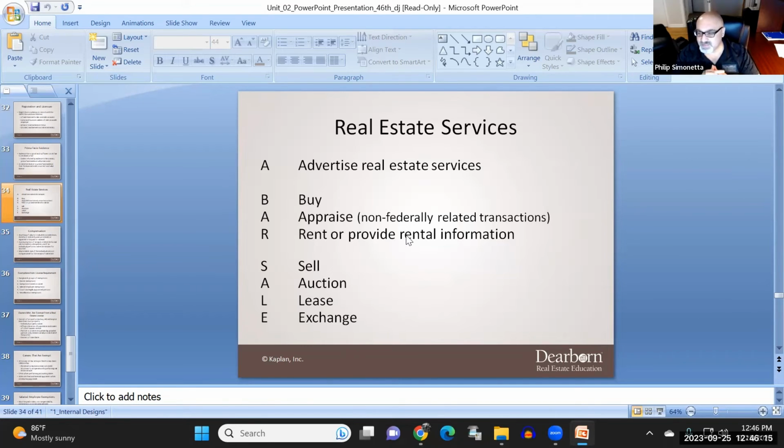Now, exchange is if somebody has a house on the beach in New Jersey, somebody has a house on the beach in Florida, and they want to trade houses. You can do that. You get paid a commission for that. Where does the commission come from? The buyer can pay some, the seller can pay some, or they both can, or one can pay. It just depends on the deal, whatever you negotiate.